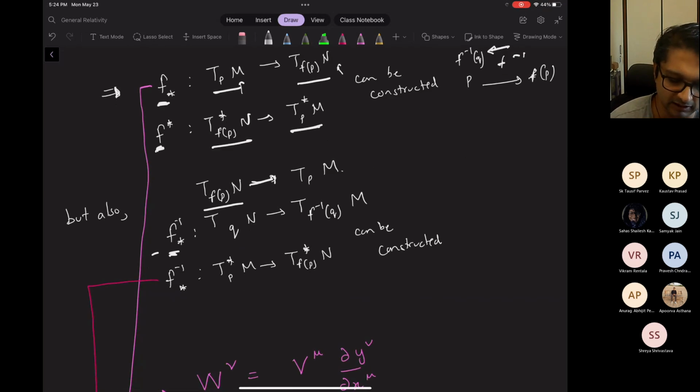And similarly, you can also push forward dual vectors. If I have a dual vector at P in M, I can now push it forward using this F inverse star. Sorry, F inverse, I think upper star.